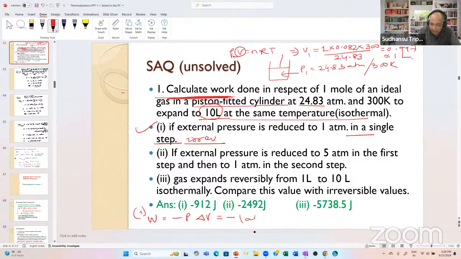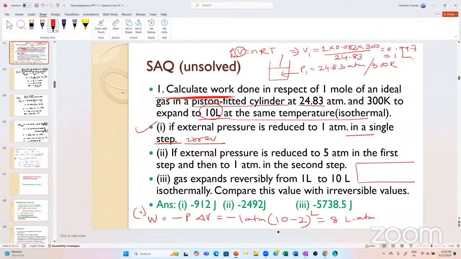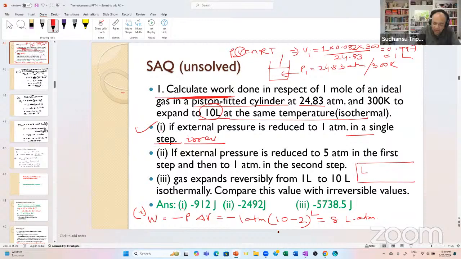So 1 atm. And what is the change in volume? It was 2 previously, and now it is 10. So final volume minus initial volume. So what is the value? This is liter. So this is 8 liter atmosphere. Now convert it into joule. Let us remember the conversion value. 1 liter atmosphere is equal to 101.3 joule. Remember this.